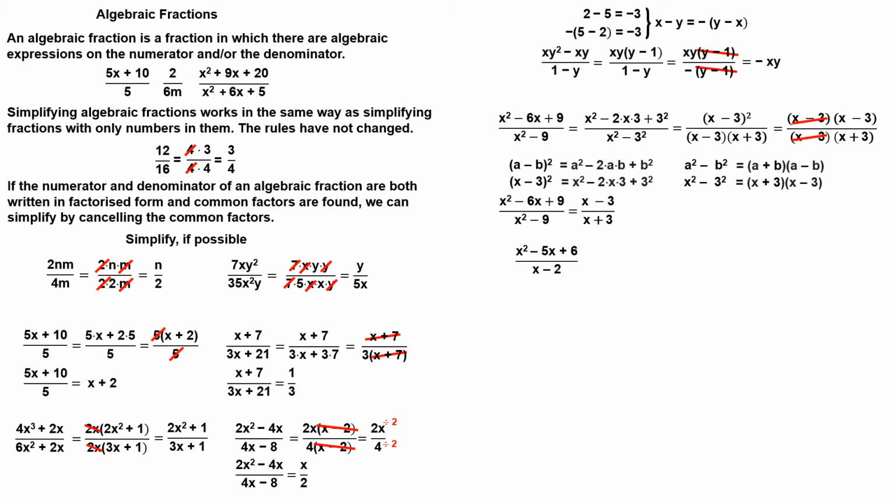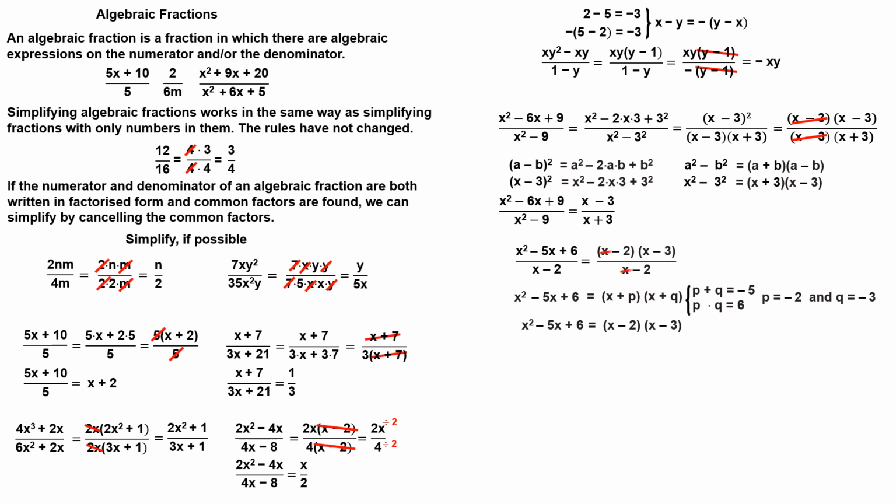The numerator of this algebraic fraction is a trinomial. Let's factorize it. We need two numbers which multiply to give 6 and add to give minus 5. The numbers are minus 2 and minus 3. We can rewrite the numerator in factorized form. After cancelling, we get this expression, x minus 3.